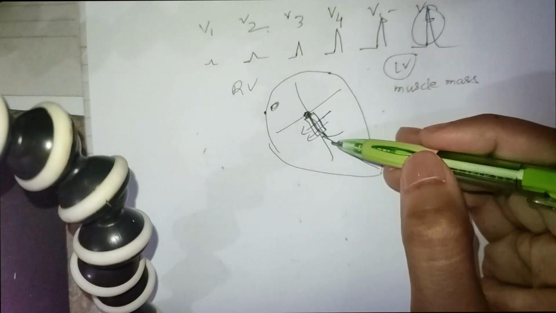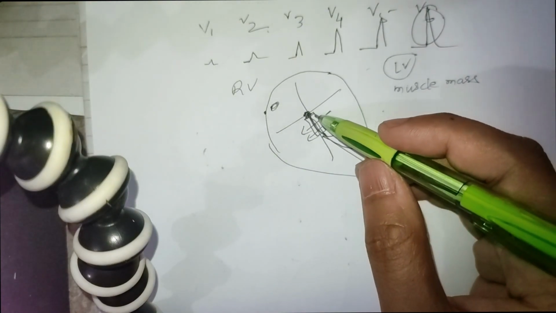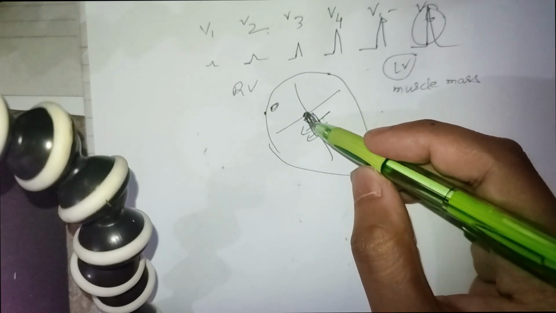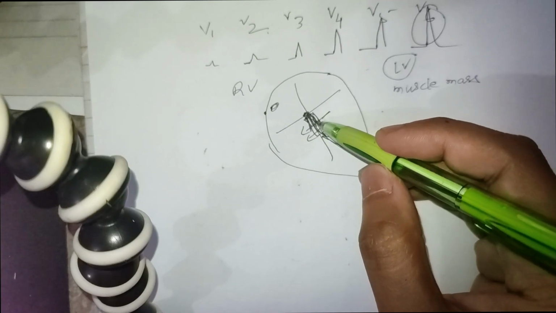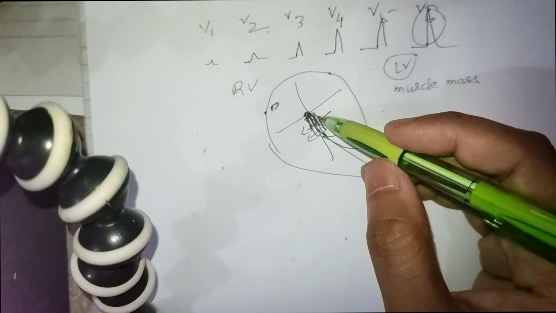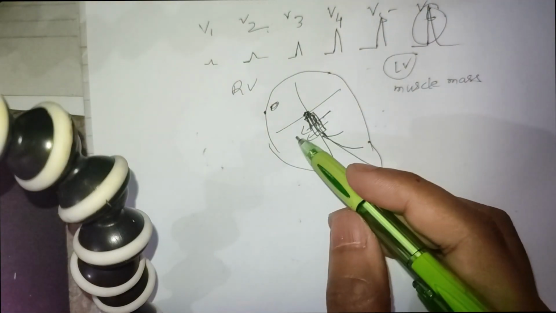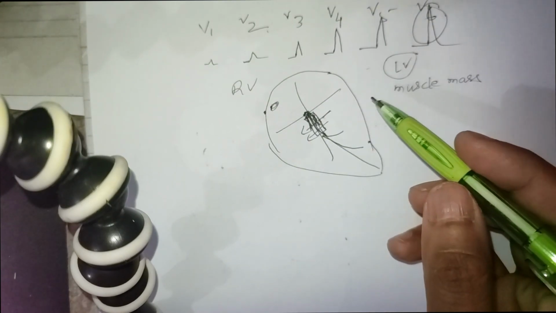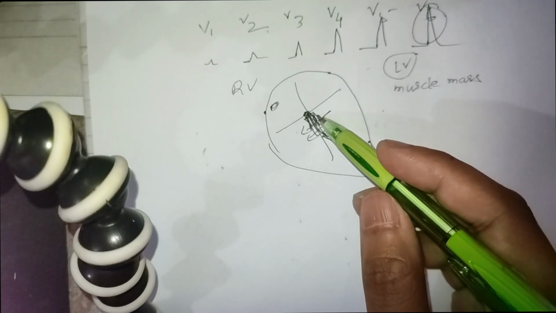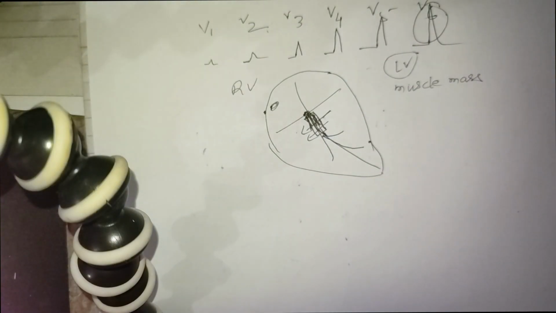Why does the septum depolarize from left to right? This is common sense. You know the left bundle branch is thicker compared to the right bundle branch, right? So whichever branch is thicker has more voltage, more current. That's why current travels from left to right. As you know, current also follows the gradient. It goes from higher gradient to lower gradient. Since the left bundle branch has more current, it goes from left to right.